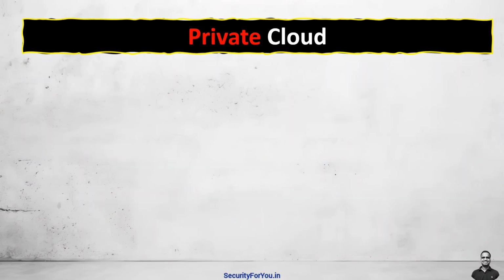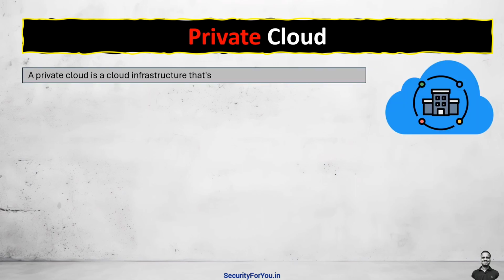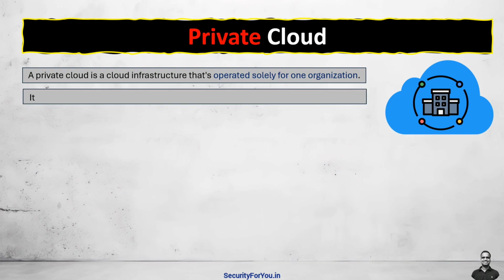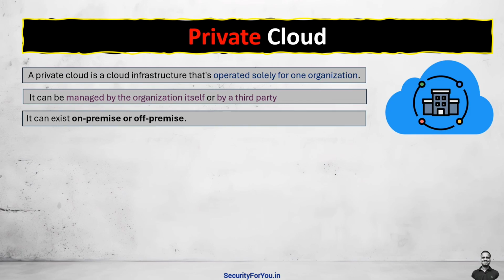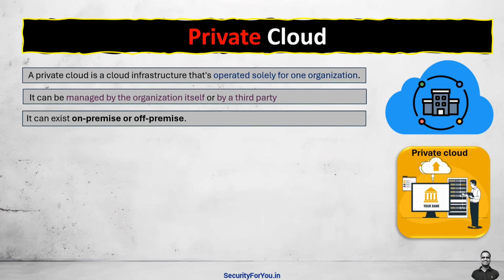Private cloud. A private cloud is a cloud infrastructure that is only operated for one organization. It can be managed by the organization itself or by a third party and can exist on-premise or off-premise. For example, a bank with highly sensitive financial data might choose a private cloud for maximum security and control. What are some of the factors to consider before choosing a private cloud?